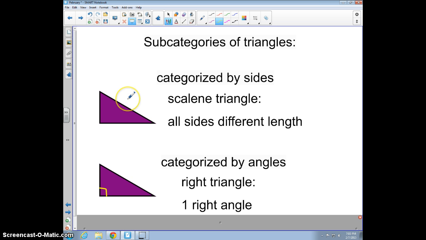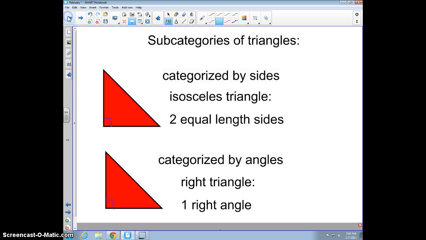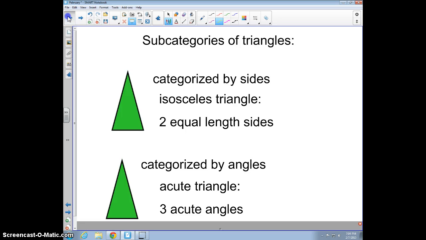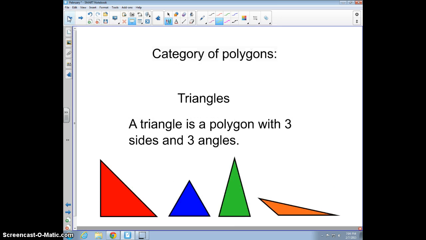All right, and I hope that you also picked up that every single one of these subcategories, these types of triangles that we talked about, all have the same attributes of that broader definition of a triangle. All of them have 3 sides and 3 angles.